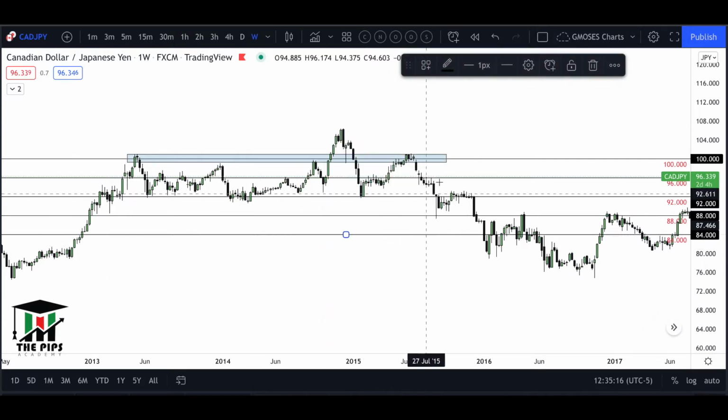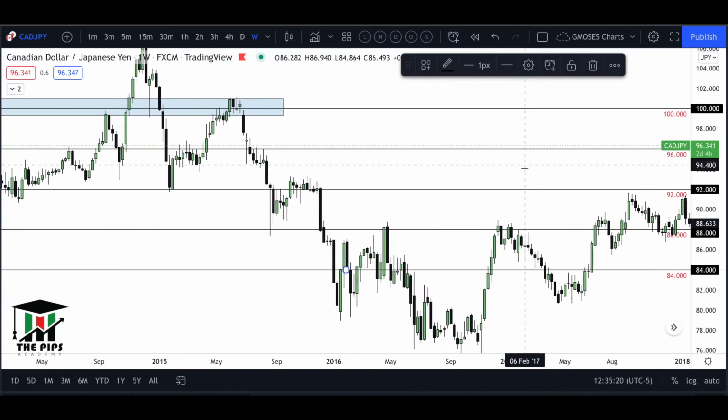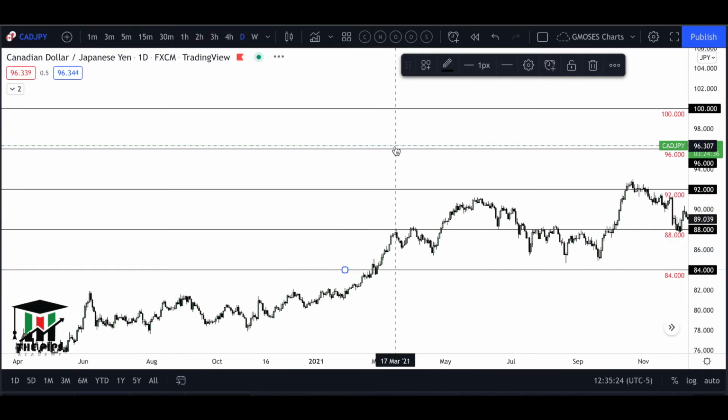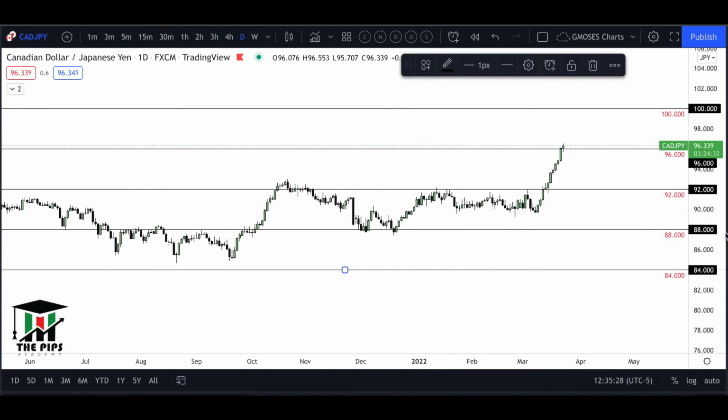Okay, so now that we have these areas on here, let's go ahead and drop to the daily time frame. If you will notice on the daily time frame that we have some additional numbers in between the areas in which we've plotted. So each time frame that you go down, that's when you'll start to see more and more numbers.